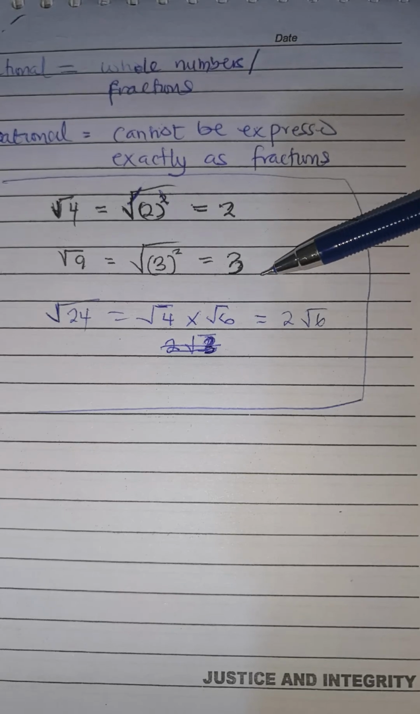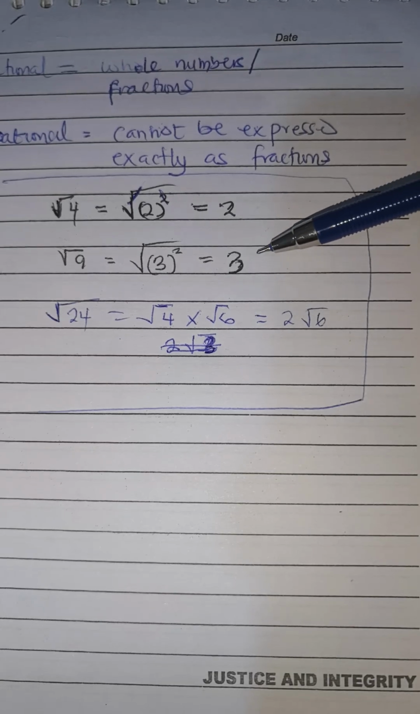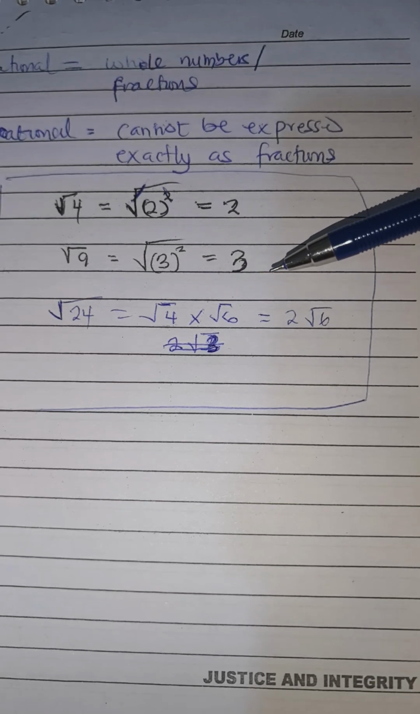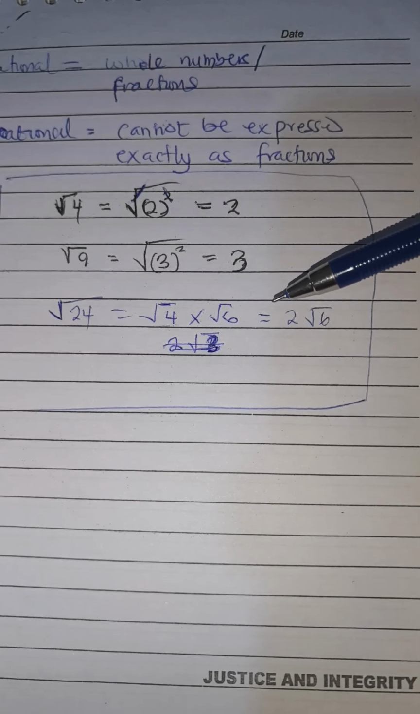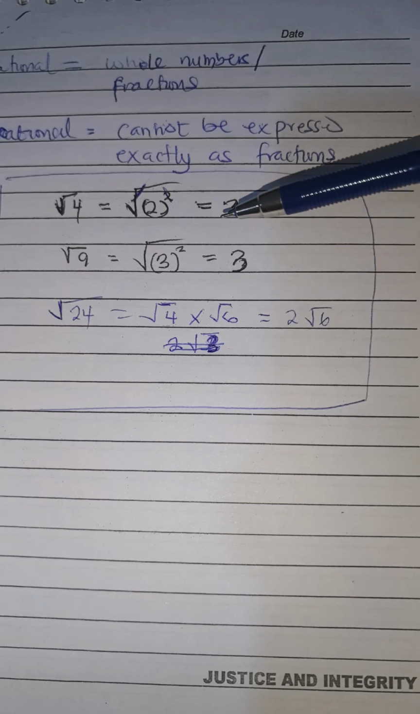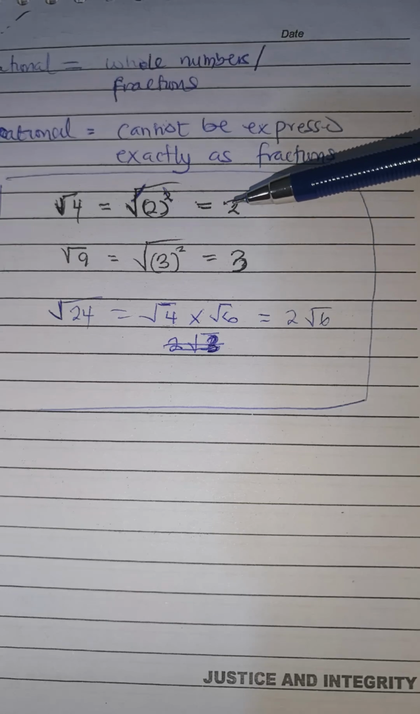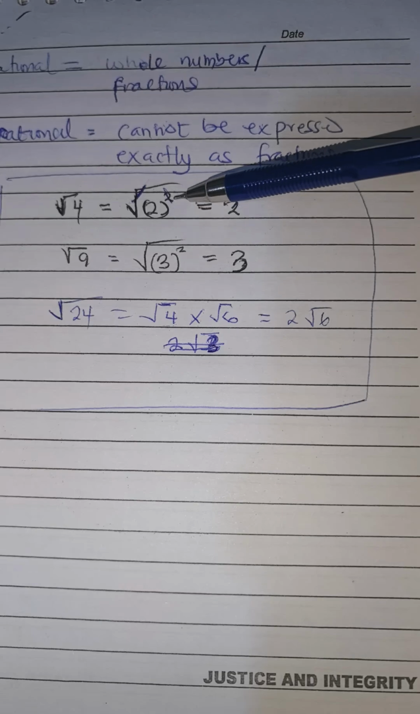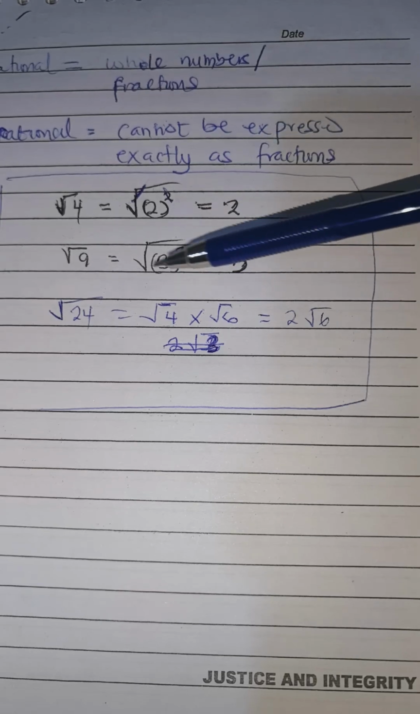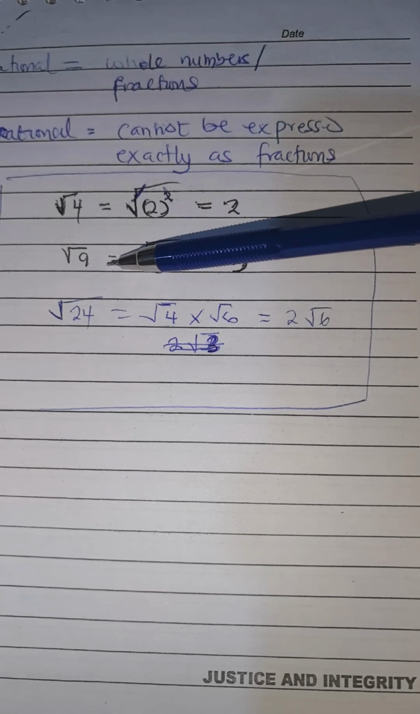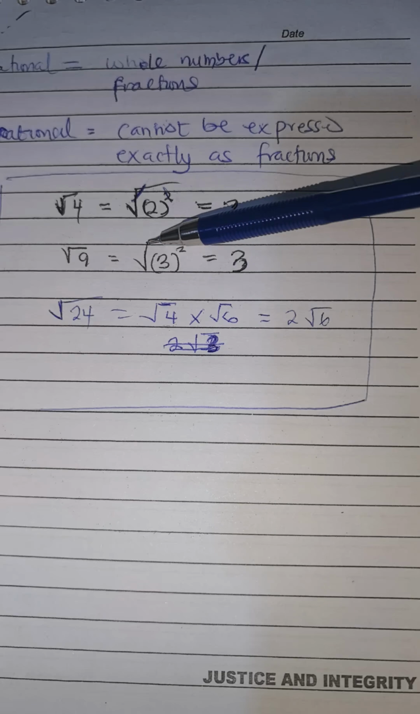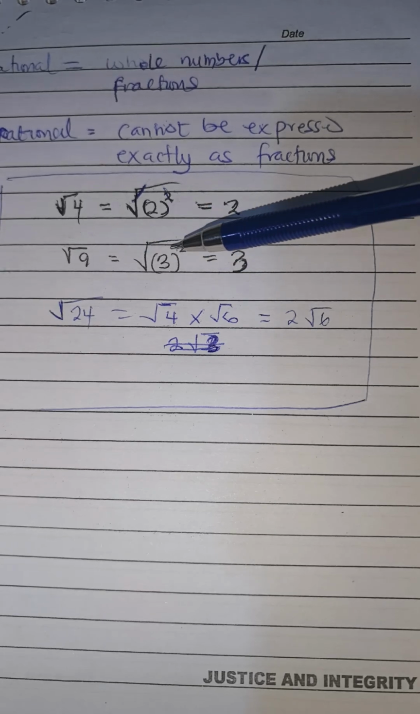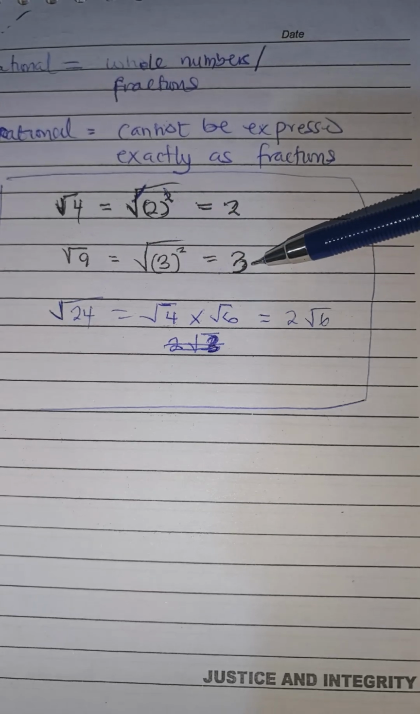On this platform, we are showing you how this is done, because you may not have a calculator in the exam hall or when trying to do this yourself. So the square root sign and the exponent, which is 2, cancel themselves. The same thing applies to square root of 9, which gives us square root of 3 raised to the power 2. This one cancels this one, leaving 3.